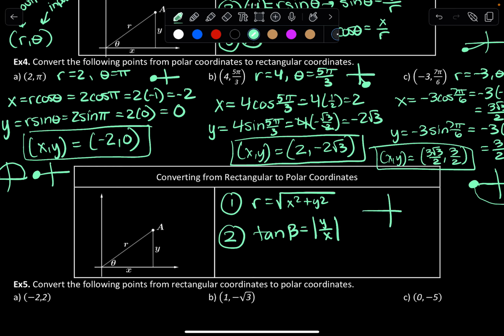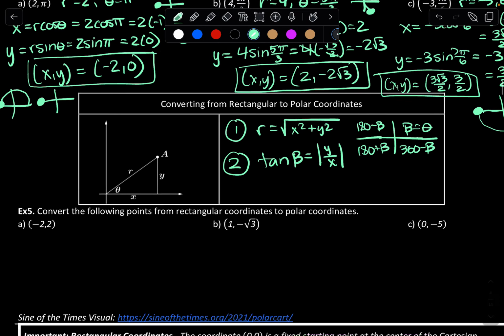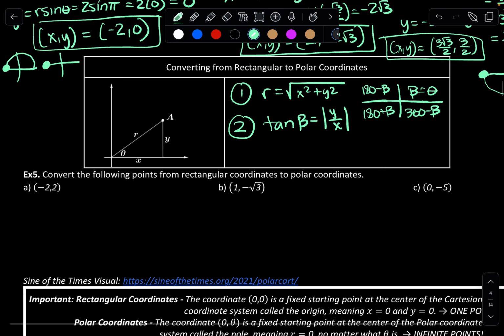And then depending on what quadrant you're in, beta is equal to theta in quadrant 1. In quadrant 2, we did 180 minus beta. Quadrant 3, we did 180 plus beta. And then in quadrant 4, we did 360 minus beta. So we are continuing exactly what we did from the last few units, so this should be pretty okay for you. Convert the following points from rectangular to polar.